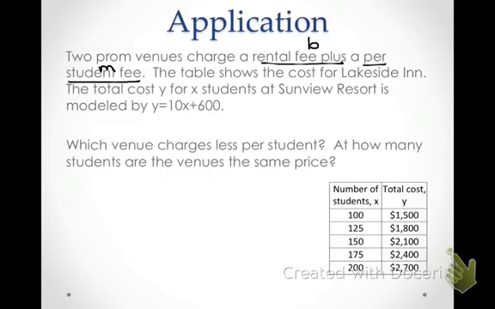The table below shows the cost for Lakeside Inn, and the total cost y for x students at Sunview Resort is modeled by y equals 10x plus 600. So if I look at this equation right away, I know that the rental fee for this venue is 600 because that's my y-intercept, and I know that it's $10 per student to go in there because that's my slope. So the questions I need to answer are which venue charges less per student, and at how many students are the venue the same?